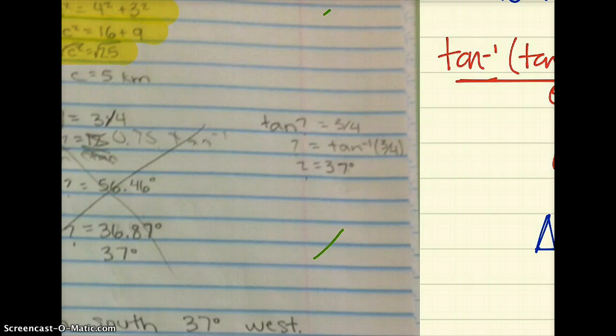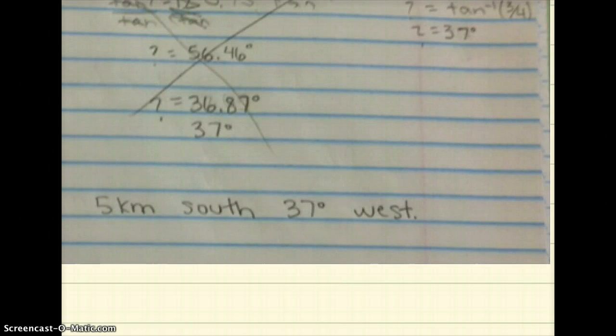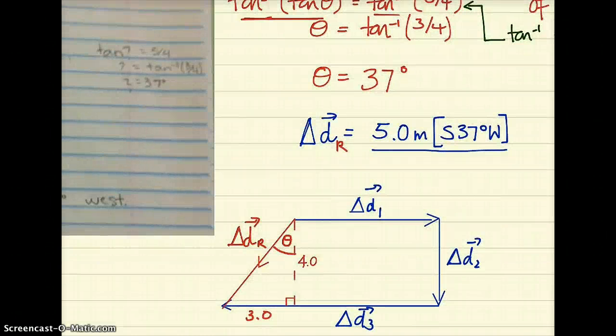The answer is shown here down below as 5 kilometers south, 37 degrees west, which is correct. Except again, here we have 5 kilometers, should say 5.0 kilometers to two significant figures. And south 37 degrees west is not usually written like that. It's usually written like this, with a capital S.